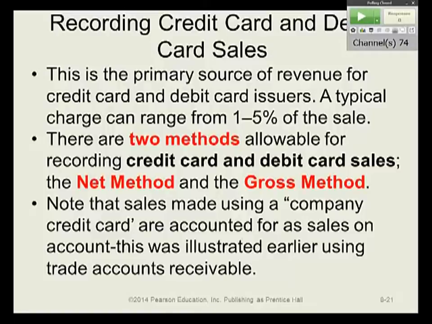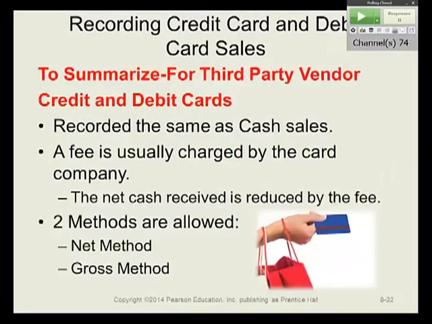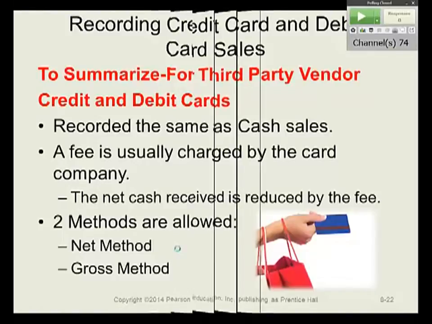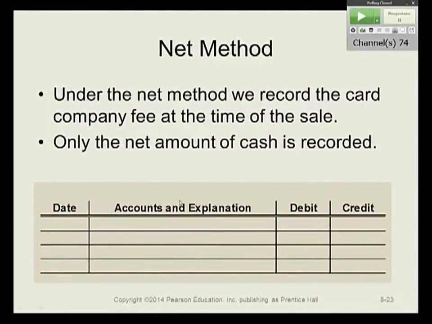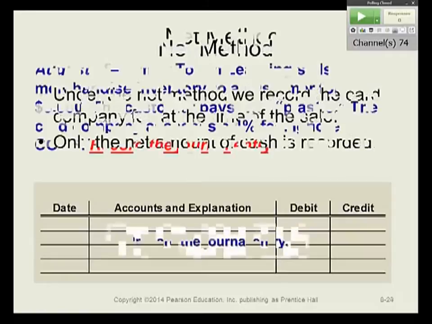So let me show you that. Again, we treat them the same as cash sales, and there's your summary. Cash sales or credit card or third-party vendor sales are treated the same as cash sales. And here are the two methods. Let's do the net method first. The net method records the credit card fee as an expense immediately, as soon as the sale is made.